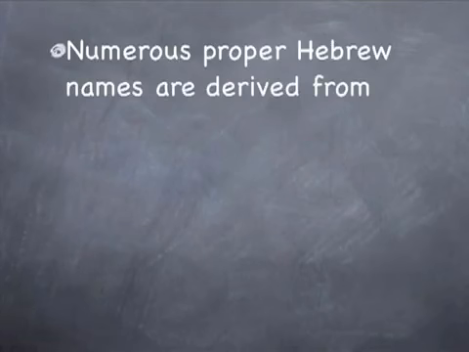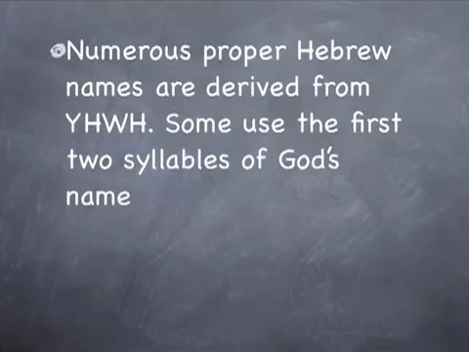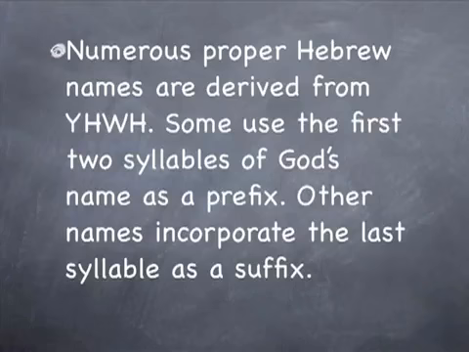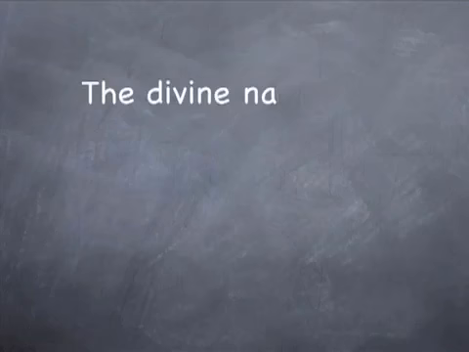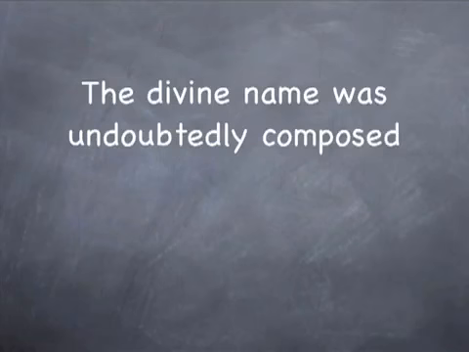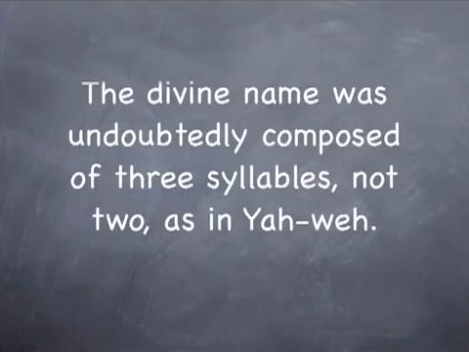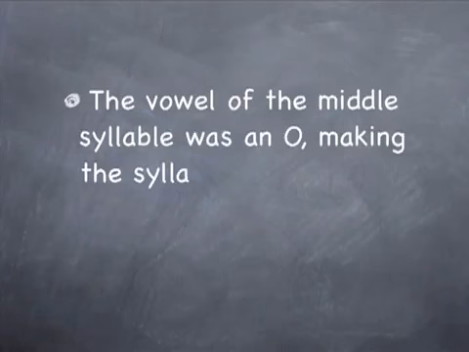But numerous Hebrew names are derived from YHWH. Some use the first two syllables of God's name as a prefix, and others incorporate the last syllable as a suffix. And I'll give you some examples of this. But first, the divine name was undoubtedly composed of three syllables, not two, as in Yahweh. All right? And the vowel of the middle syllable was an O, making the syllable ho.